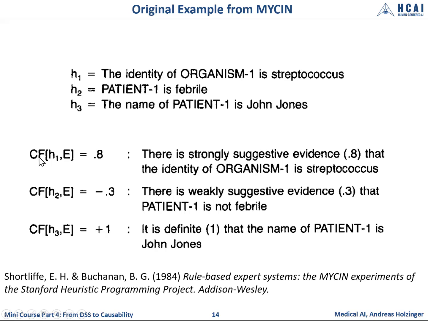We get results. So for example, the certainty factor that hypothesis 1 is true, with an evidence of 0.8. So there is strongly suggestive evidence that the identity of organism 1 is Streptococcus. So this is quite a high value. So you can be quite sure that it is Streptococcus. And the certainty factor of hypothesis 2, given the evidence, is minus 0.3. So there's weakly suggestive evidence that the patient is not febrile. And then the certainty factor of hypothesis 3 is plus 1. It is definite that the name of patient 1 is John Jones.